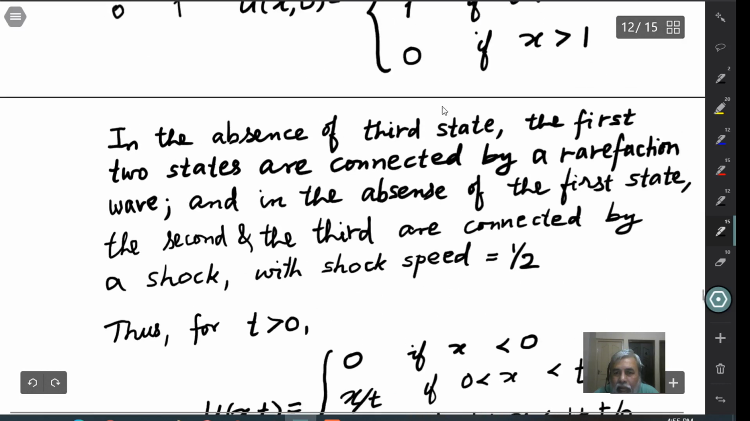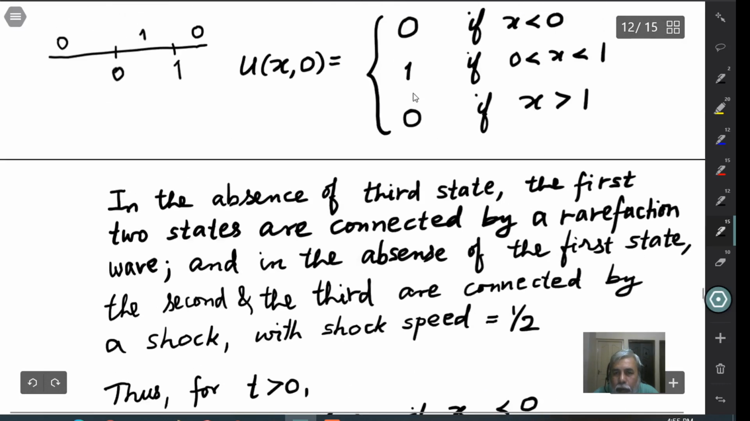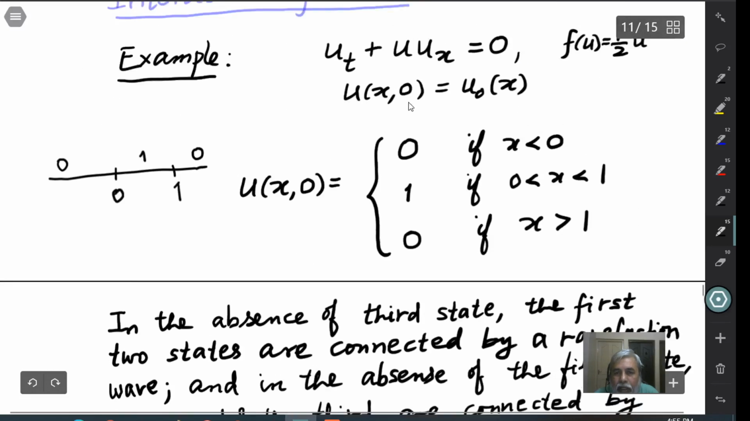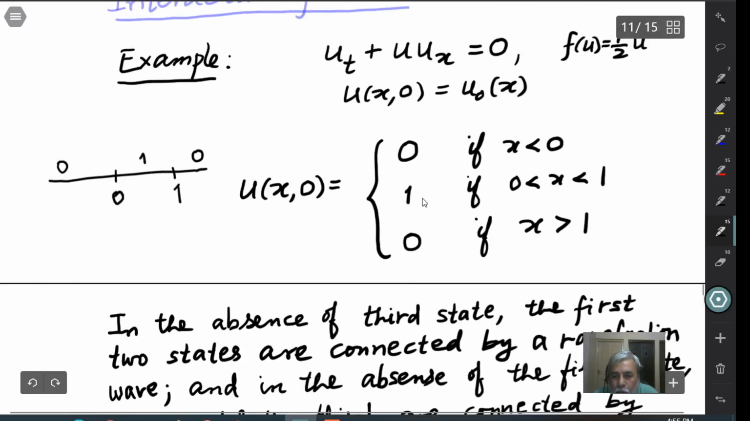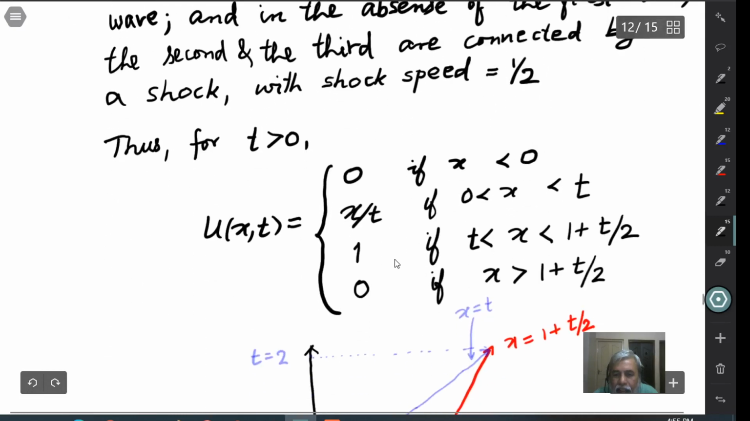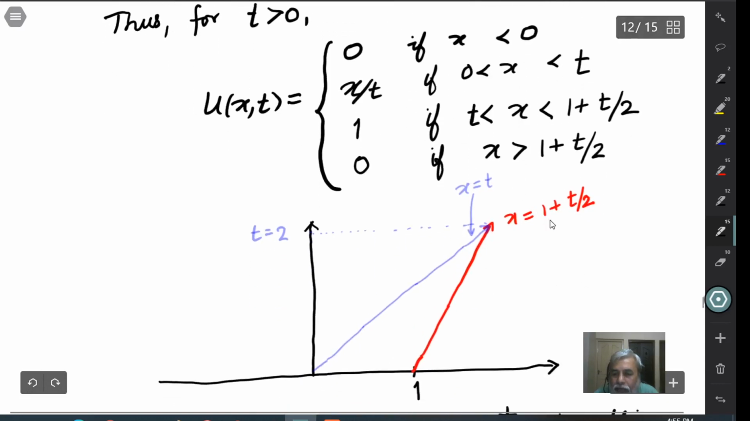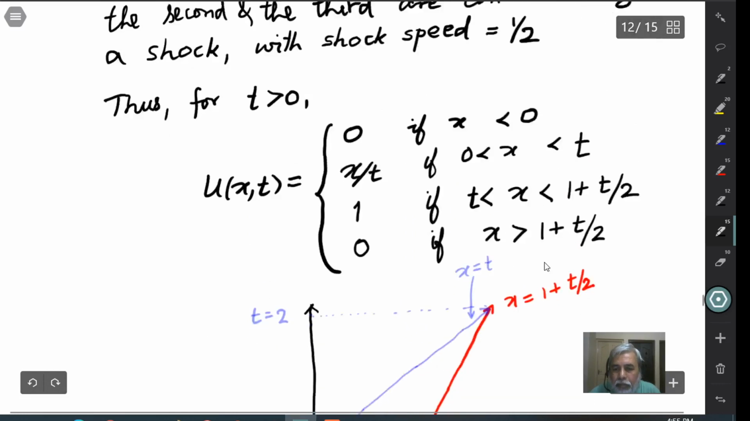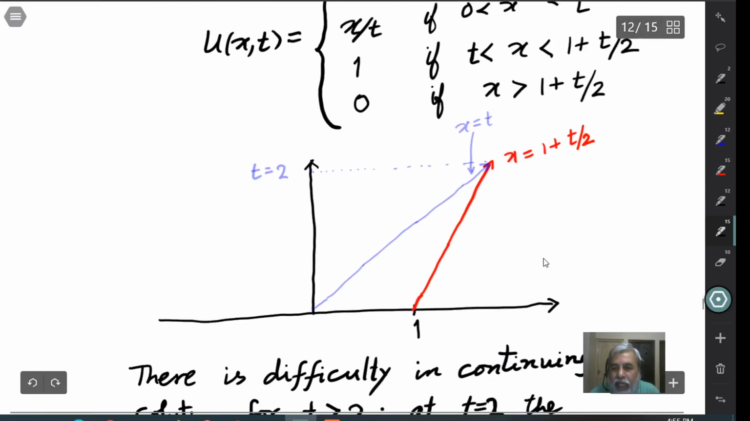But since now there is another third state, and that has to be connected to the middle state by a shock, and again you see the shock speed has to be, since we are in Burgers' equation, the average of these two, and that is precisely half, and that's what we get. So 1 if t less than x less than 1 plus t by 2, and 0 if x is greater than 1 plus t by 2. That shock speed is again half. So this would have been all right, but we see some difficulty.